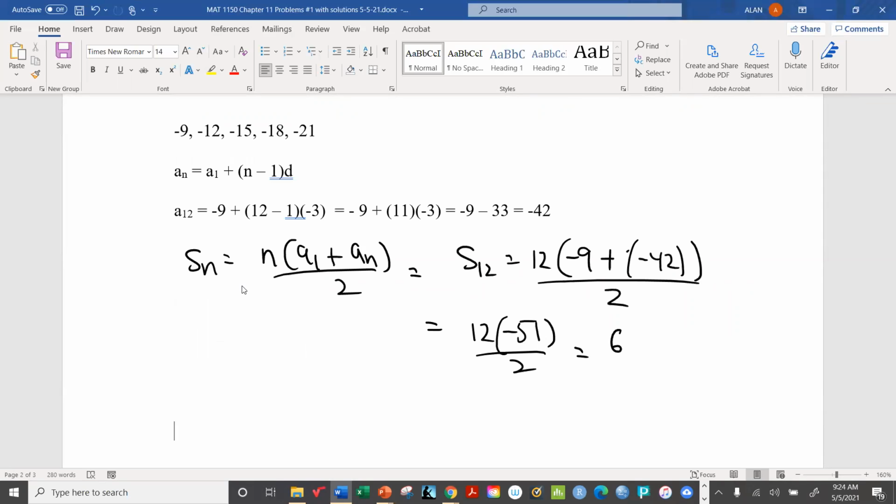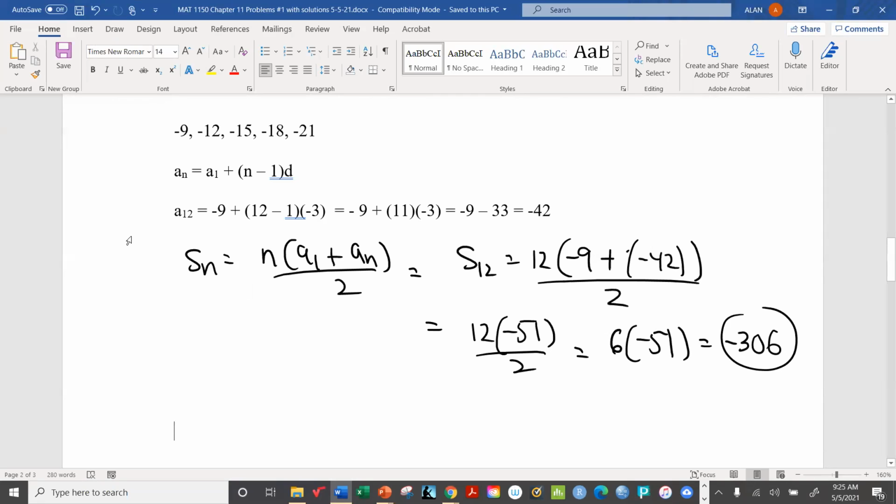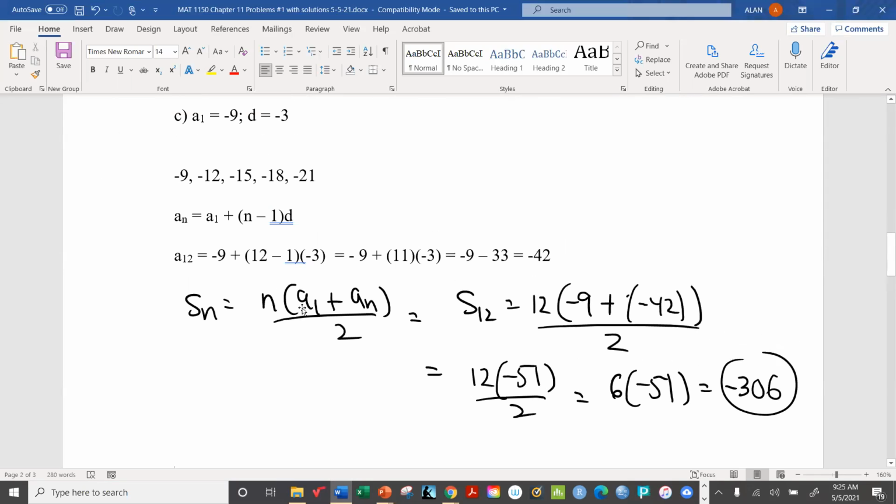Okay, so this is going to reduce to 6 times minus 51 minus 306. All right. So it's exactly the same every time, but don't be tricked by the negative numbers or fractions if there are any. It's always exactly the same. When we get to the geometric sequences, then you have to start worrying. I mean, then the fractions and the negatives can start to become a bit of a headache, but here, not so much.